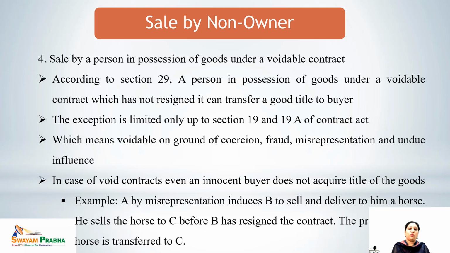This exception is limited only to Sections 19 and 19A of the Contract Act, which means the contract should be voidable only on the basis of coercion, fraud, misrepresentation, and undue influence. Except for these four cases, the contract should not be a voidable contract. In case of void contracts, if an innocent buyer purchases the goods, it would not make him the true owner of the goods. Let's see the example. A, by misrepresentation, induces B to sell and deliver to him a horse. He sells the horse to C before B has rescinded the contract. The property in the horse is transferred to C, and this would be considered a valid contract.